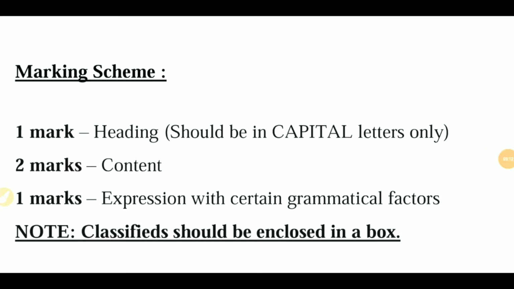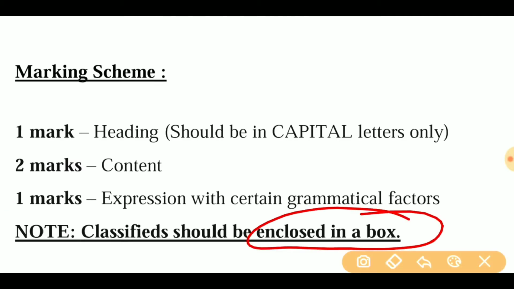Let us discuss the marking scheme. The question is of 4 marks from the CBSE examination point of view. 1 mark is for heading and it should be in capital letters only. 2 marks are for content part and 1 mark is for expression with certain grammatical factors. An important note is given in the marking scheme issued by CBSE that classifieds should be enclosed in a box. So you should ensure at the end that you are making a box over the classified advertisement.